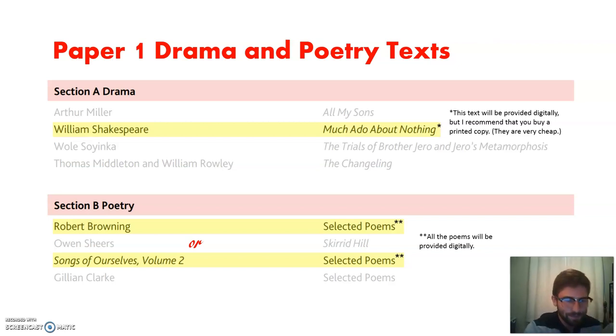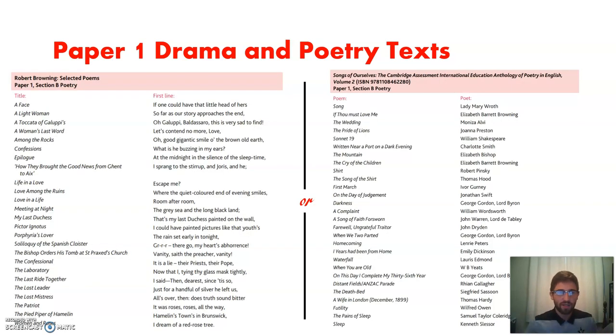Now you'll notice there that the two things we may be reading are the selected poems by Robert Browning or selected poems from a collection called Songs of Ourselves Volume 2. Once again, you may be asking yourself, what specific poems? That's all outlined here. You can see there on the left side, I have the Robert Browning selection, and on the right side, I have Songs of Ourselves Volume 2. For example, if we were to choose the Robert Browning selection, then we would have to read My Last Duchess.